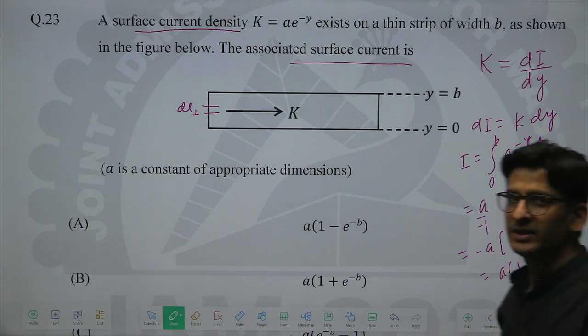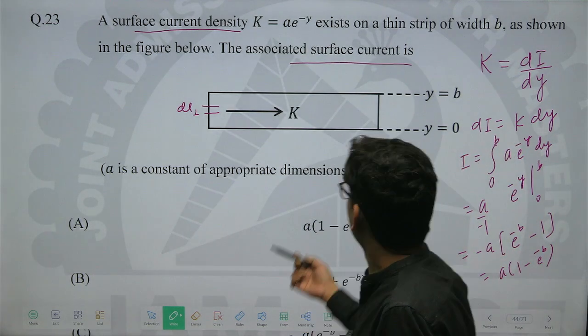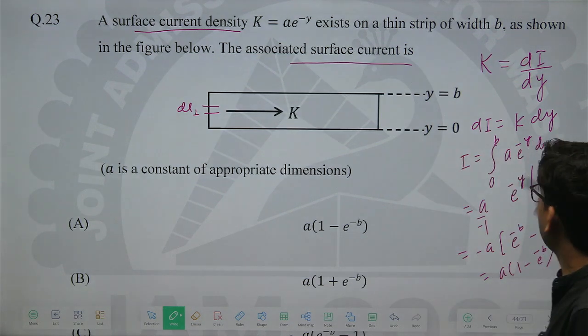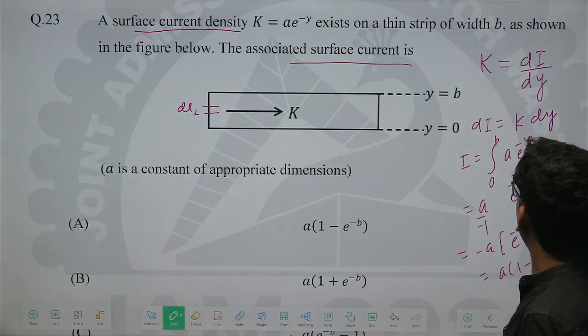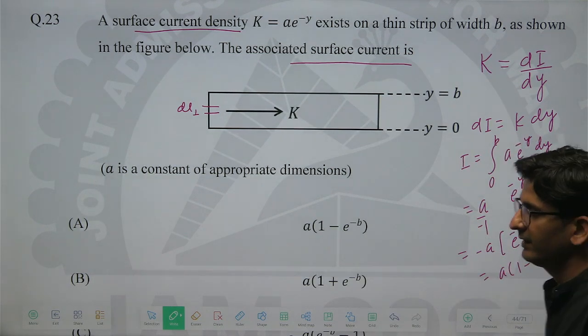Similarly, a question can be asked on J also, which is dI by dA perpendicular, and in this case it is dI by dl perpendicular. Okay, thank you.